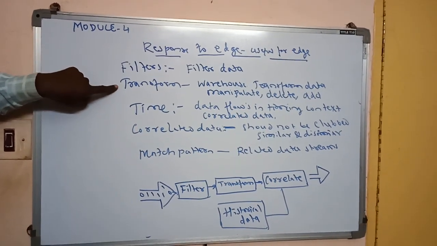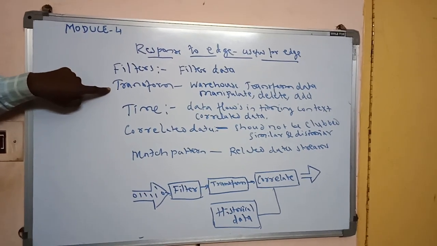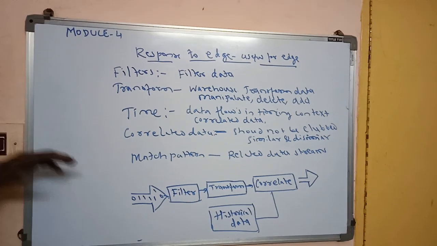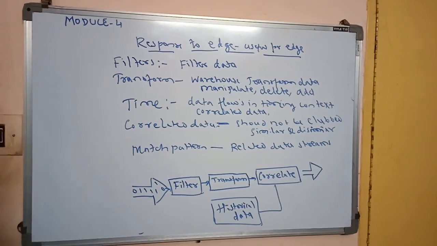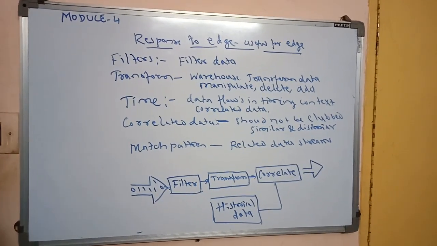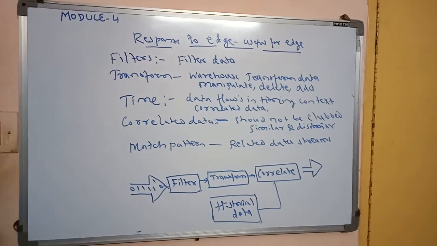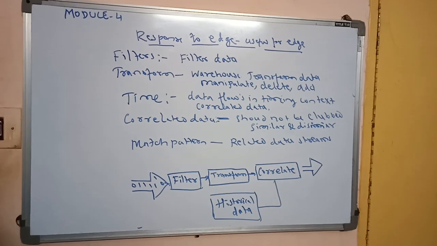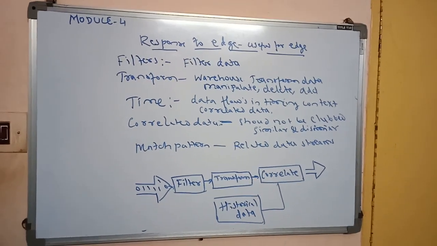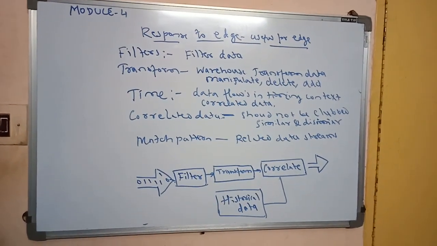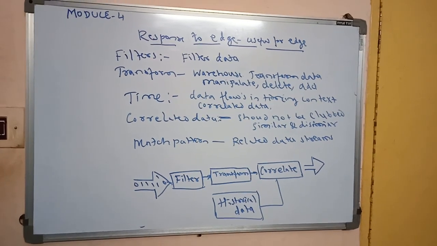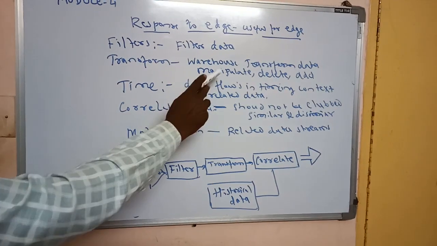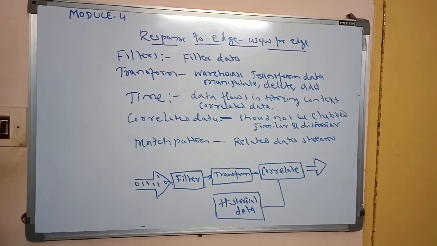Another important characteristic for this edge level data processing is transformation. Transformation means big data is a data warehouse, so you have to transfer the data and manipulate the data. Many processes are carried out by transformations: manipulate, delete, add, so many things. All these processes that take place are known as data transformations.